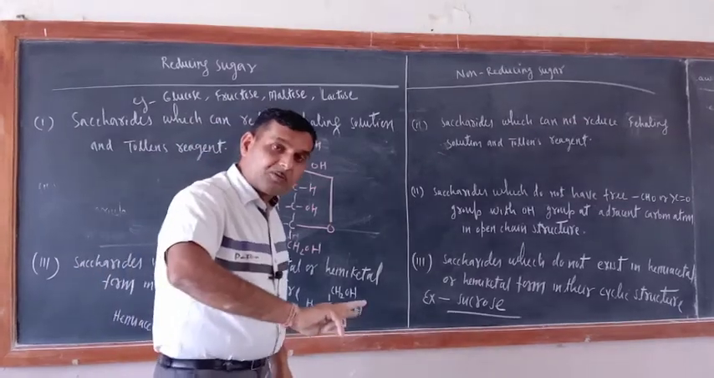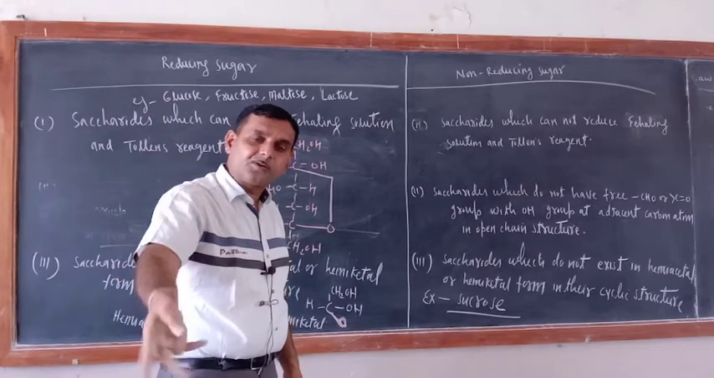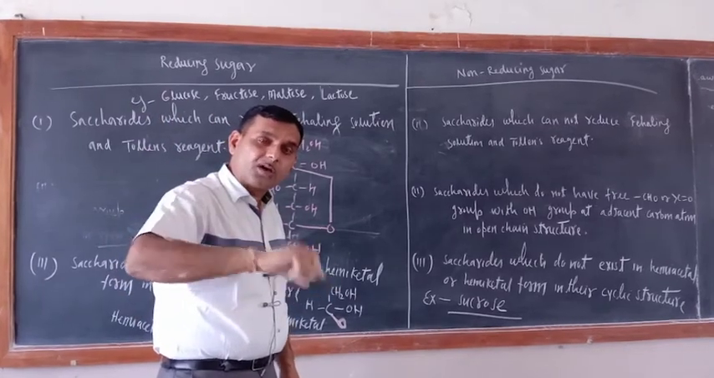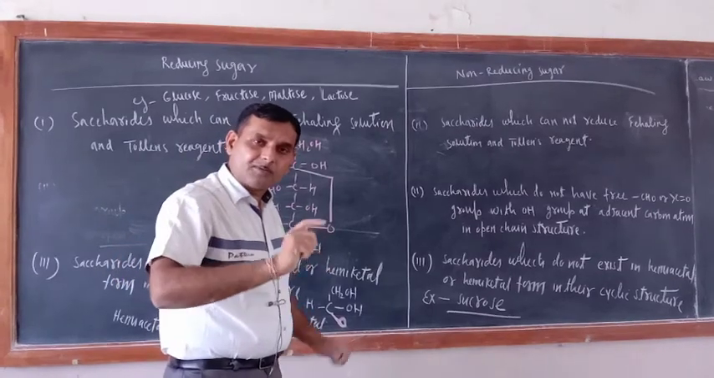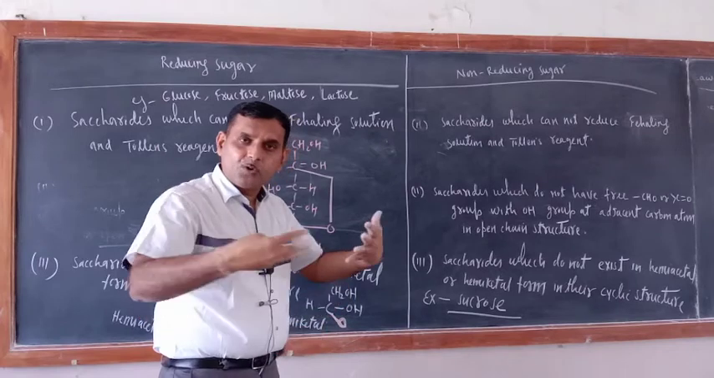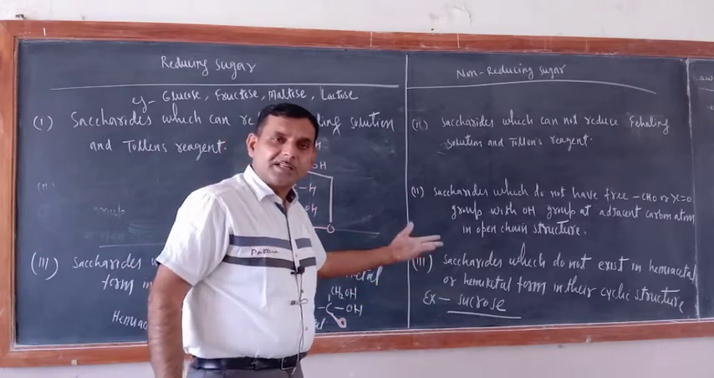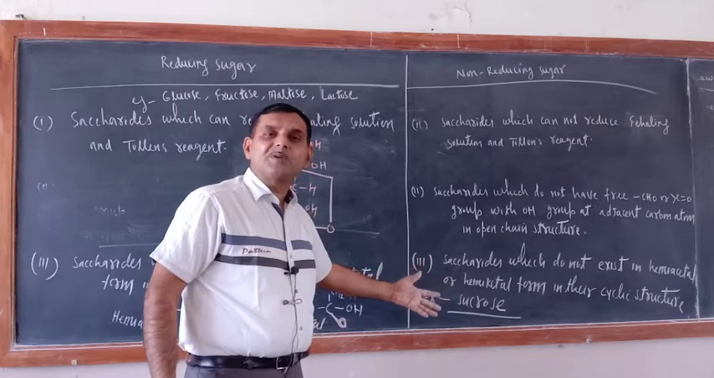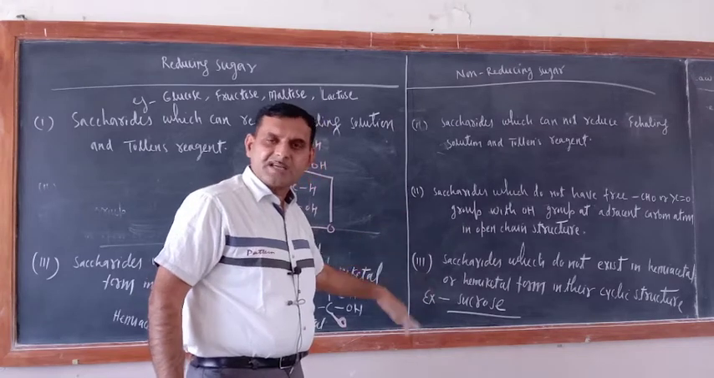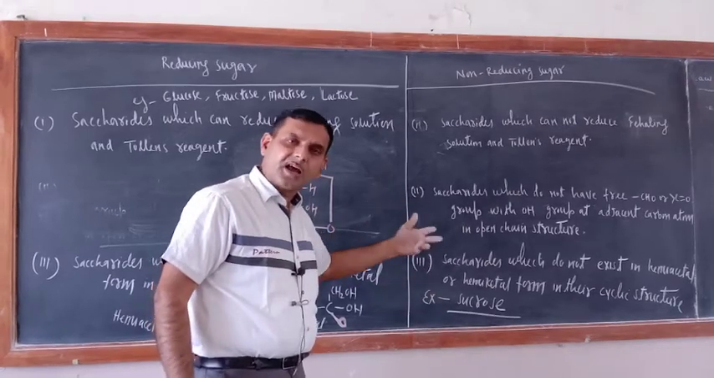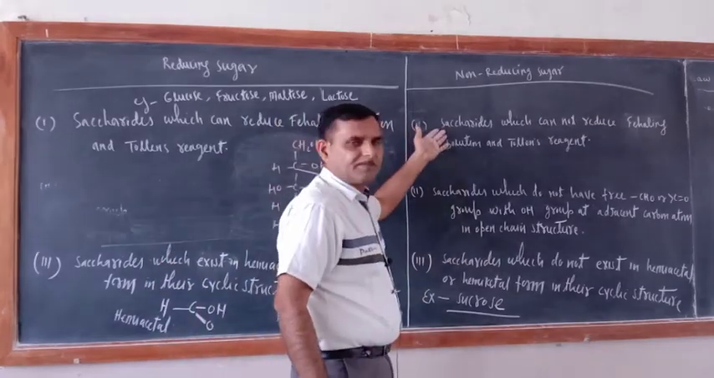In alpha D glucose, the number 1 carbon atom is involved in the glycosidic linkage. In fructose, the C2 carbon atom is involved. At number 2 of fructose, a ketonic group is there; at number 1 of glucose, an aldehyde group is there. Both are involved in the glycosidic linkage. That is why neither the hemiacetal nor the hemiketal form is there. That is why this is sucrose. The best one is this definition.